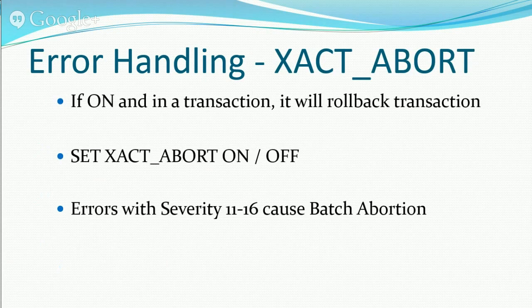There's XACT_ABORT, which stands for transaction abort. By default it's off, but when it's on, if any errors are encountered in a transaction, it will exit the transaction and roll back everything. You don't need a try-catch and then a rollback transaction in the catch. If you have XACT_ABORT on and there are errors with severity 11 through 16, that will trigger a batch abortion, which will stop everything currently running.